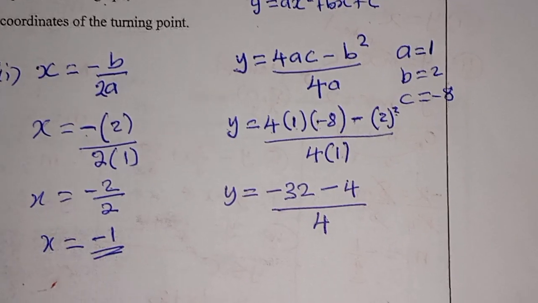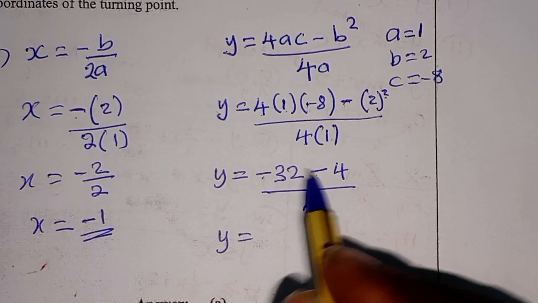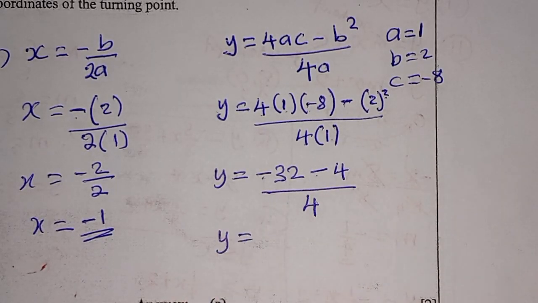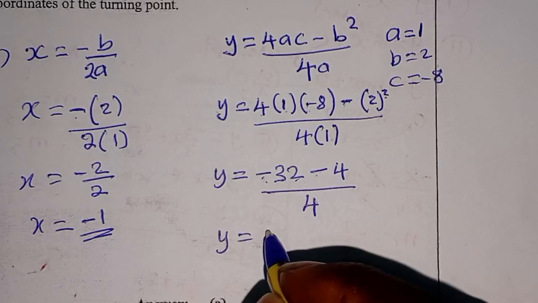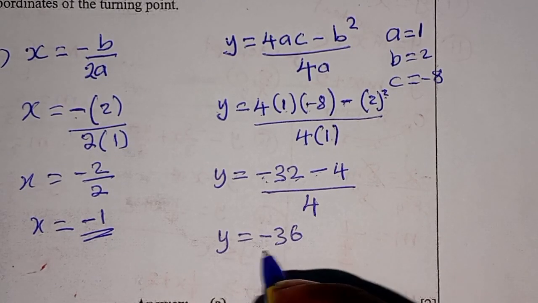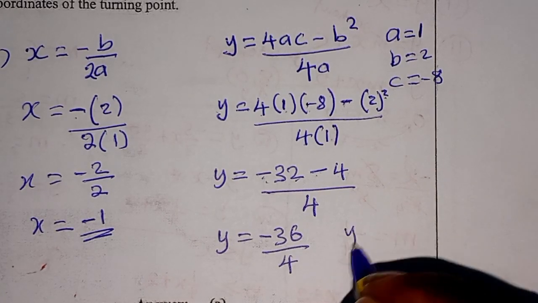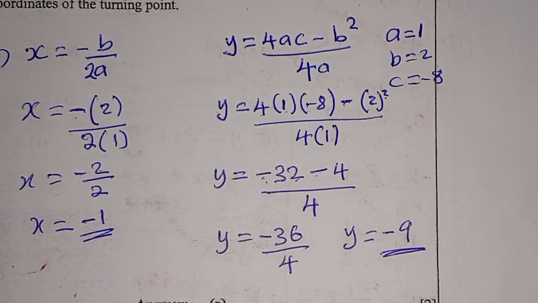So from there, remember that negative, you add, and you add the negative sign to the answer. So negative 32 minus 4 is negative 36, divided by 4. So y equals negative 9.